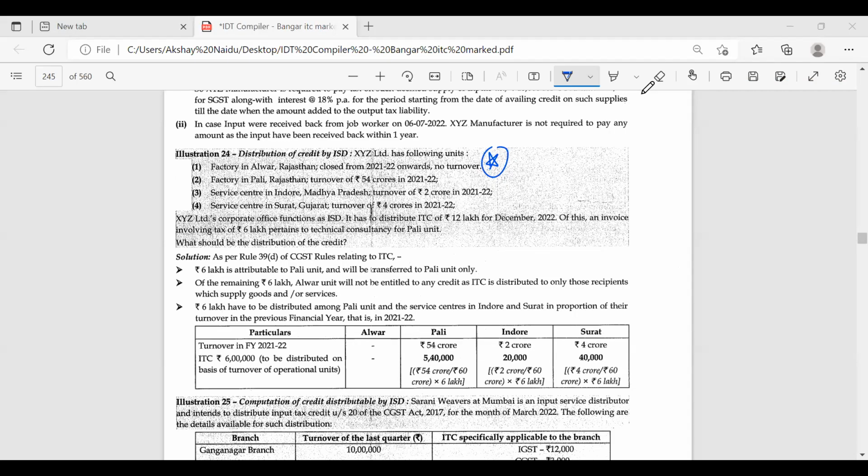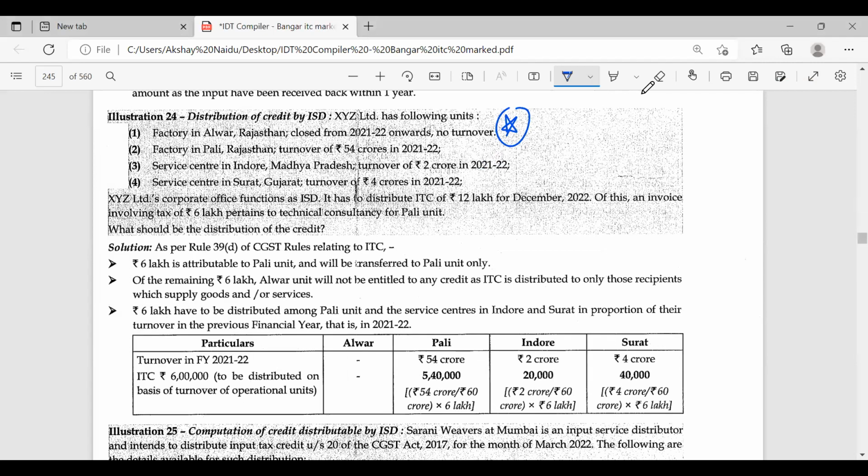So, question number 24. Factory in Alwar, Rajasthan, closed from 21-22 onwards with no turnover. Now, Alwar ki factory having no turnover, so I cannot distribute any credit right now. Factory in Pali, Rajasthan, turnover has been given. Are you understanding why they are giving the turnover? Because basis of distribution is turnover.